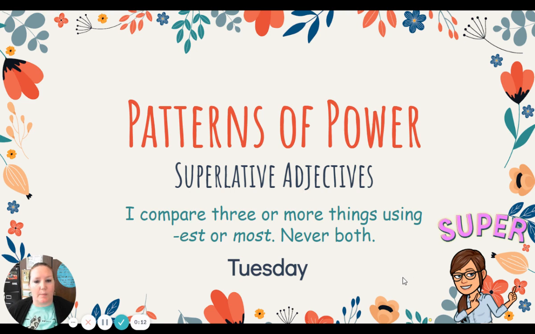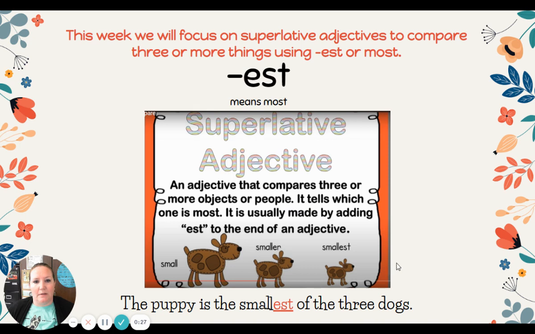We are continuing to look at superlative adjectives today. Superlatives. And remember our goal this week: I compare 3 or more things using EST or most, never both. We talked yesterday about how we can compare 3 or more things and then add that EST at the end of our adjective, showing that it is the most of something. For example, out of the 3 dogs here, the puppy is the smallest of the 3 dogs.